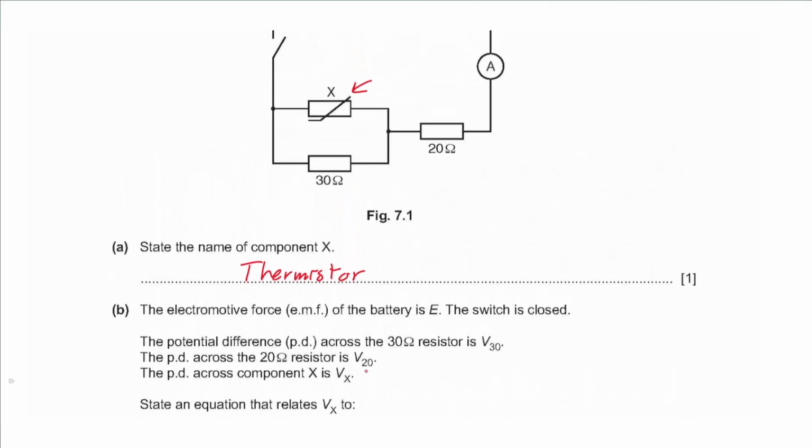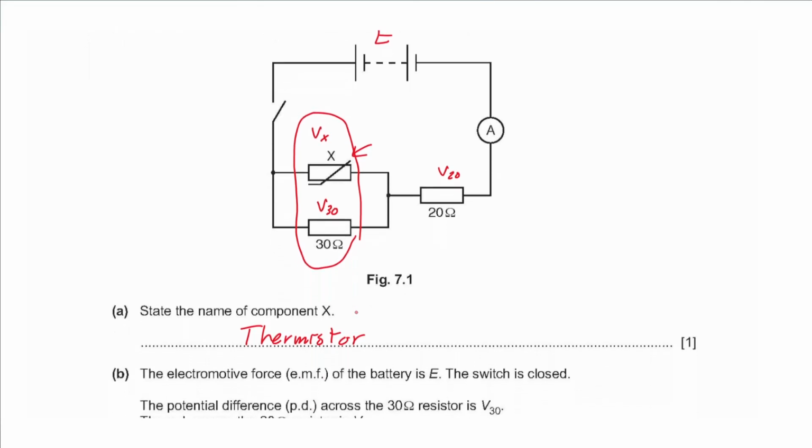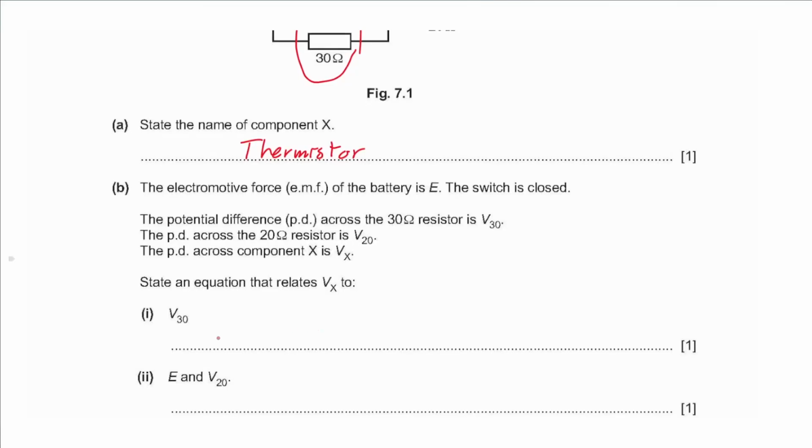First, we label the symbols on the diagram. So this is E, this is Vx across this one. There is V30 across this one and V20 across this one. First, the parallel connection between X and the 30 ohm resistor makes the voltage the same. So Vx and V30 are equal. We write it as Vx is equal to V30.